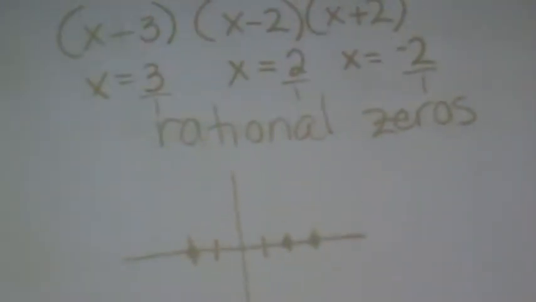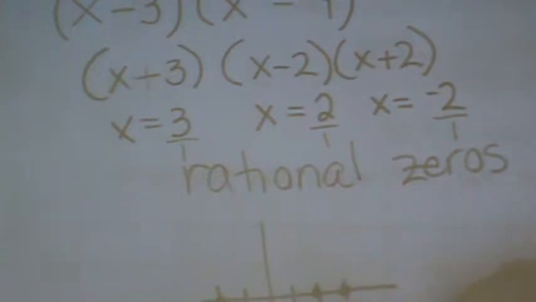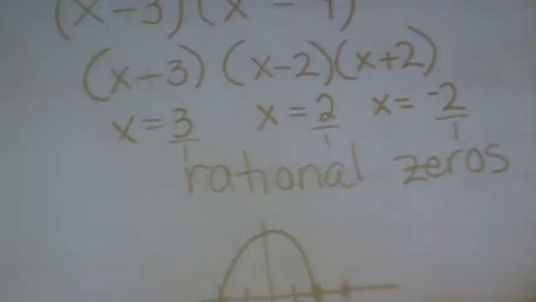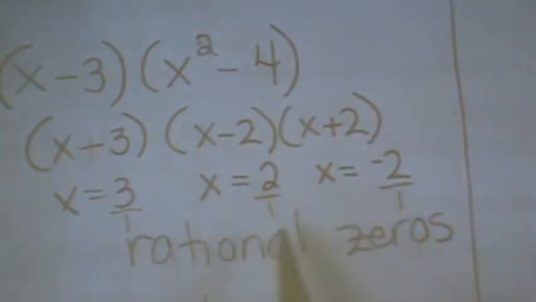Okay, now the multiplicity of each of these zeros is odd. So the graph is going to go through each of these. The graph is going to look something like this, right? It's going to cross through each of these zeros. Well, what if I gave you this problem? What did we call these zeros? These are called rational.